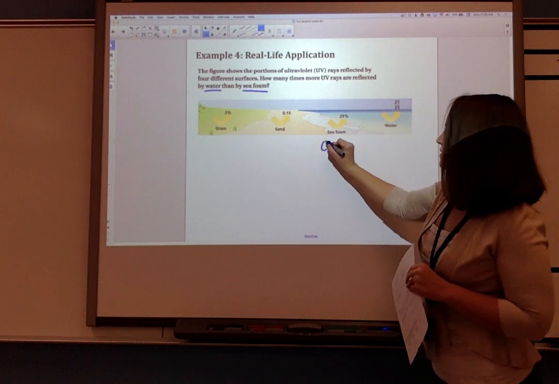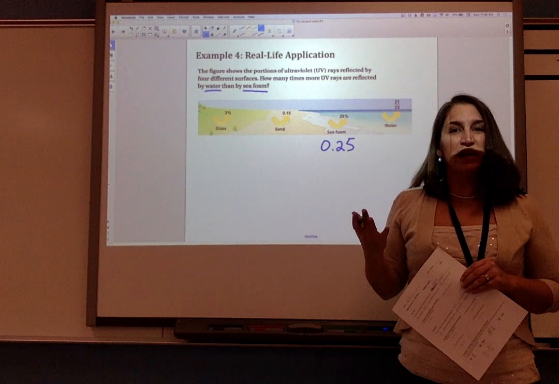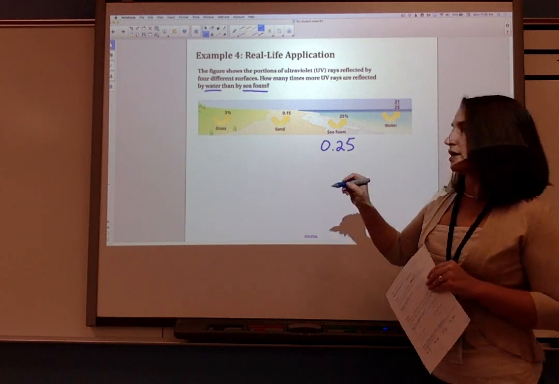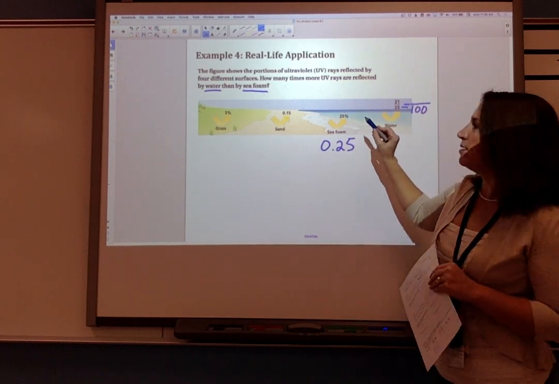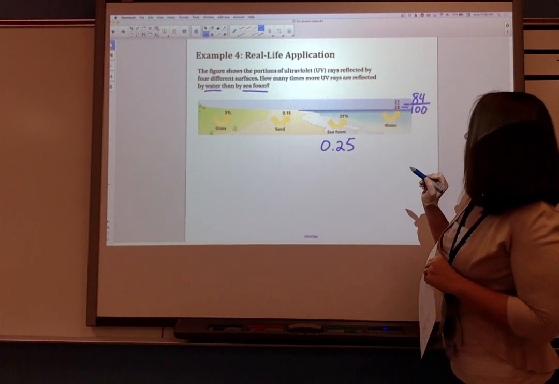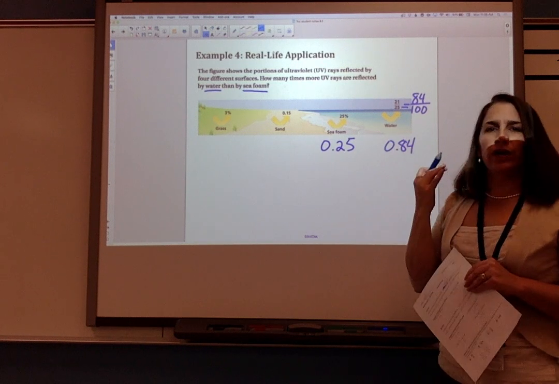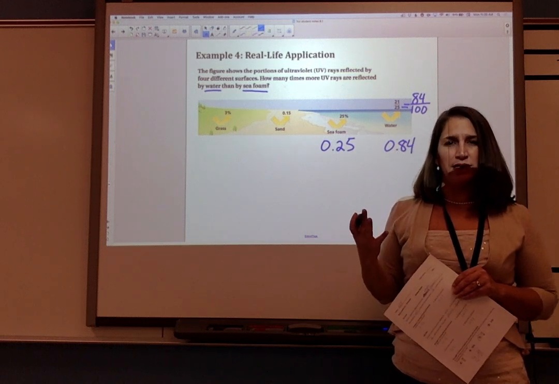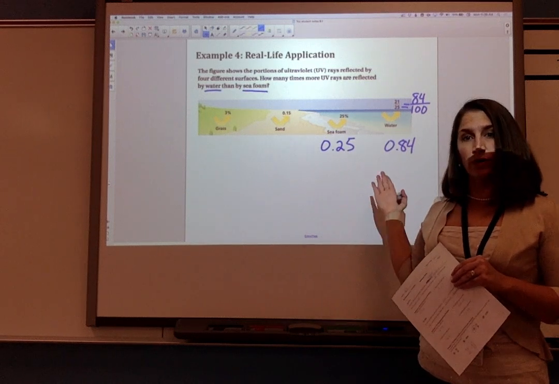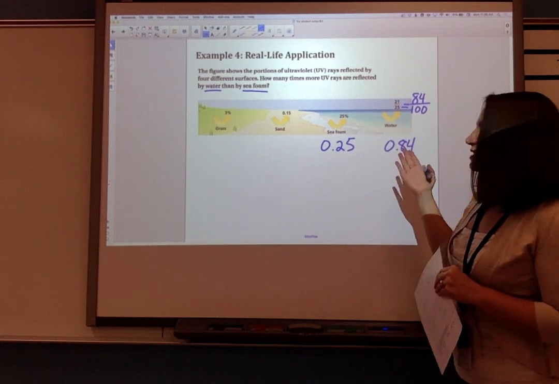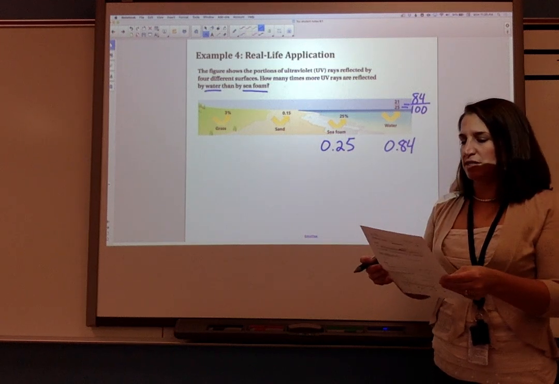So 25% is 0.25. 21 over 25, let's make it a fraction over 100, which will make it easy to convert to a decimal. So if we multiply by 4 on the top and the bottom, we have 84 out of 100, or 0.84. Okay, so we can just mentally say this is more than 3 times as reflective, right? If we think of the 0.25 as like a quarter, 3/4 would be 0.75. This is more than that. So it's more than 3 times as reflective, but less than 4 times as reflective.